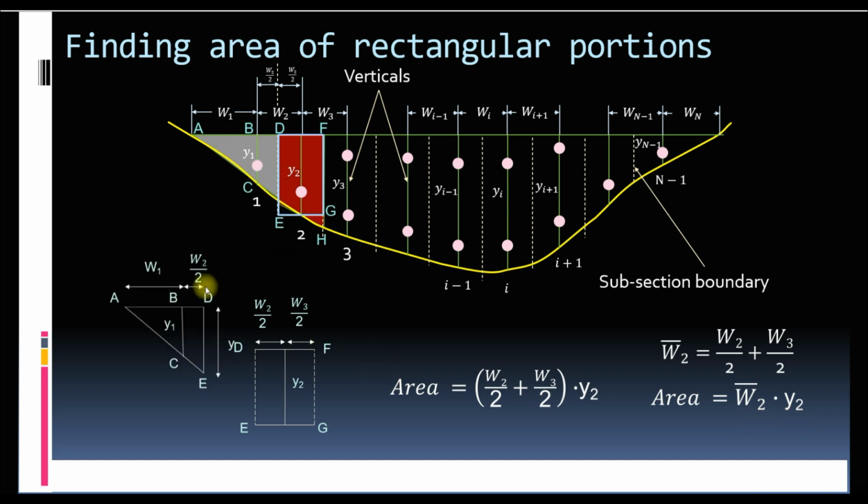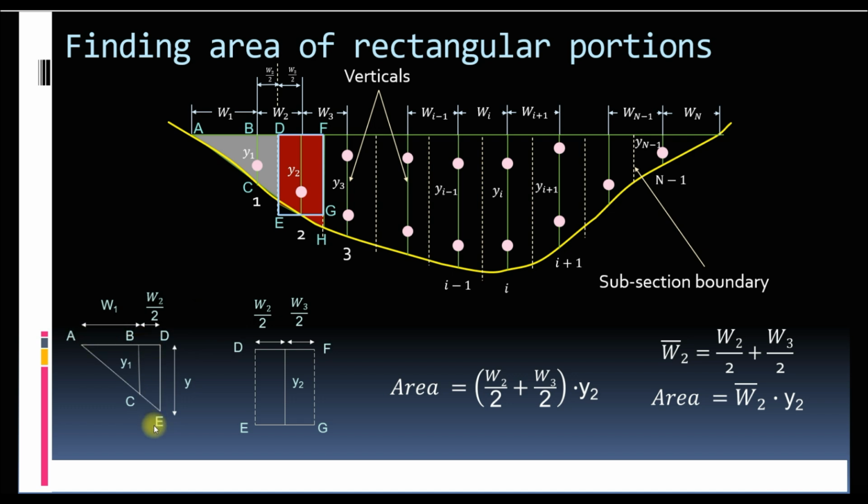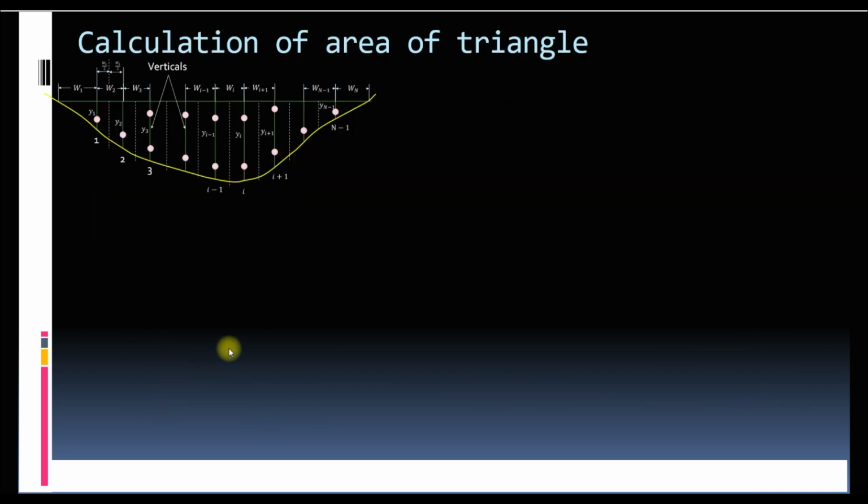Similarly, we need to find the area of triangle ADE. To have uniformity and to make a protocol for calculation, we'll make a rectangle with depth Y1 whose area is equal to the area of triangle ADE. Let's say the width of the rectangle whose area is equal to triangle ADE is W1 bar. The area of triangle ADE is half of (W1 plus W2 by 2) into Y.